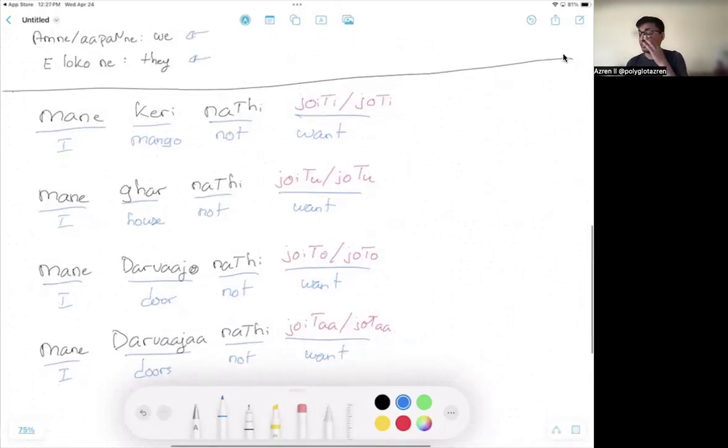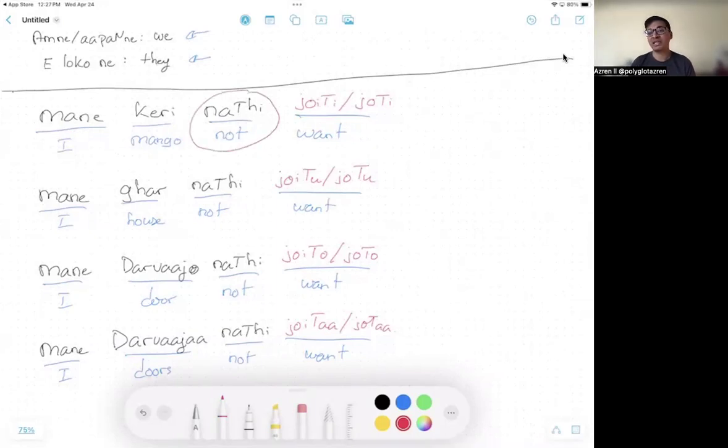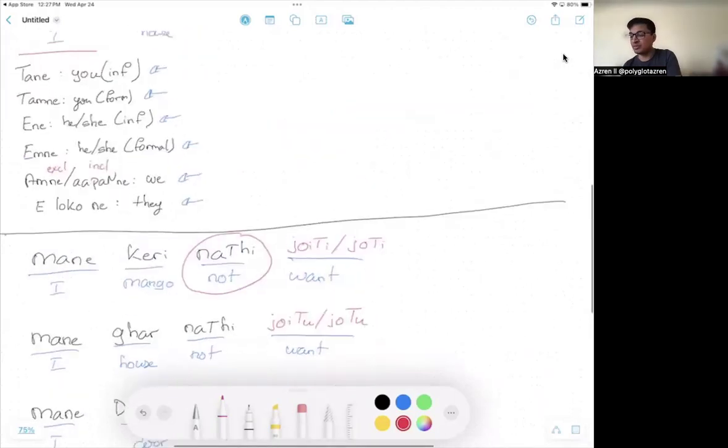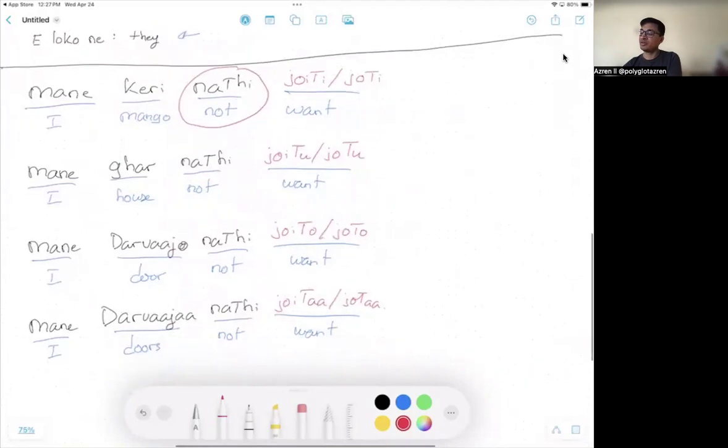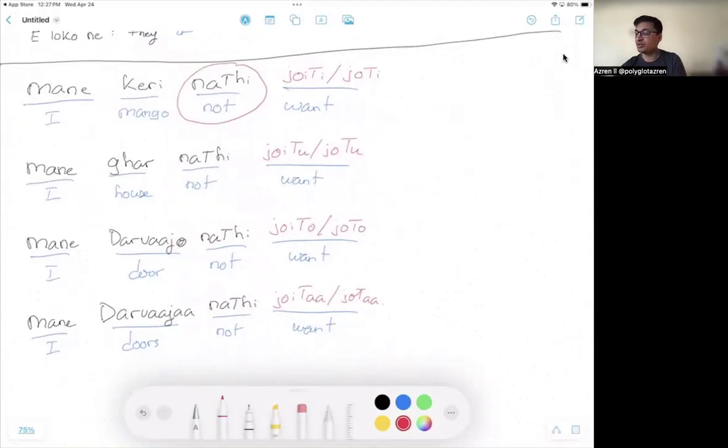So there are two differences here when you don't want something. First, logically, we have to use the word not, which is nathi. But the second difference is that instead of joyeche, let's scroll back up. Over here, we're using joyeche. When you want something, it's joyeche. When you don't want something, you have four different choices. Joiti, joitu, joito, joita. It depends. Let's erase this.